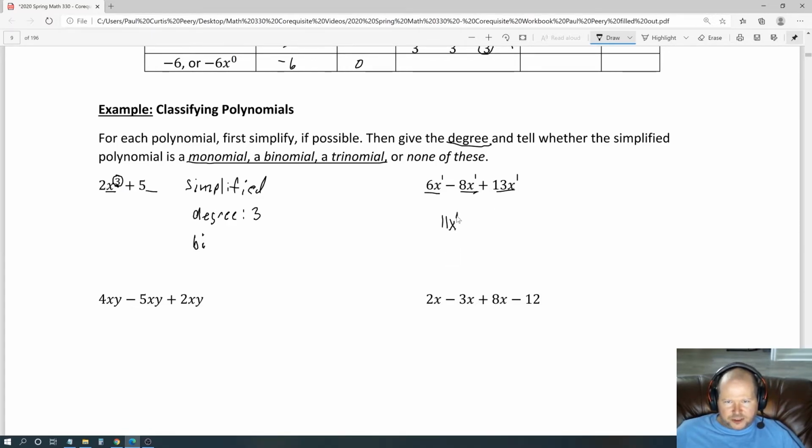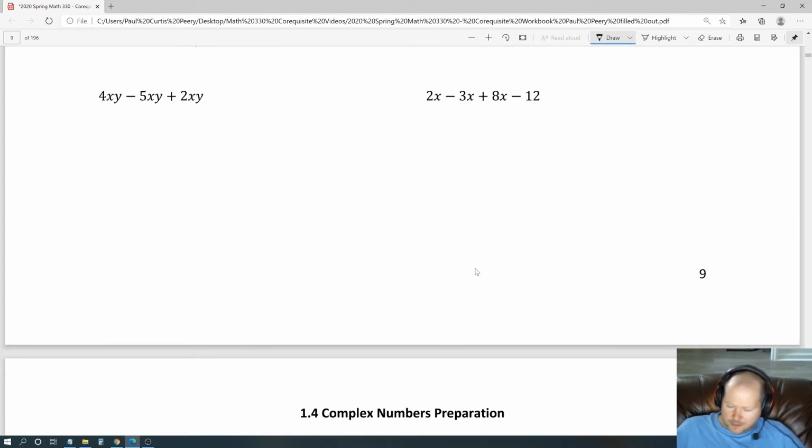Now, that's understood to be the first power. So we would say the degree is 1. We are going to say that it is simplified now. And we are going to say that it is a monomial because it only has one term. Monomial. Okay, excellent. All right, let's try some more.